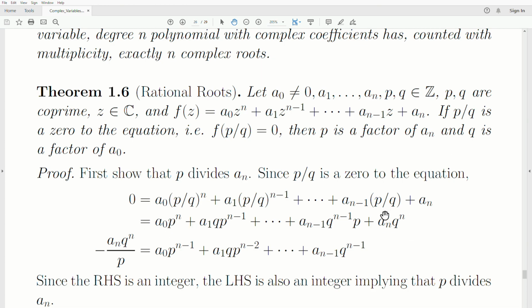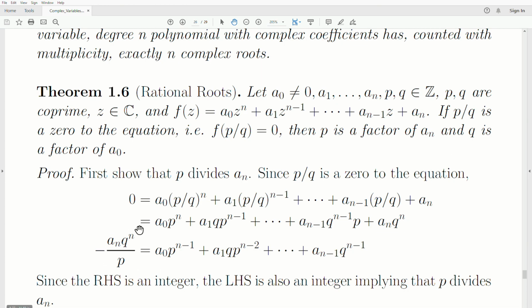Let's take this term here on the end and subtract it to the other side. So that's the minus an Q raised to the nth. But then let's divide every term by P. So there's one less P here, one less here, all the way through. Now, on the right side, notice that everything is an integer. All the a's, a0, a1 through an minus 1, are integers. P is an integer, Q is an integer. And so all these binary operations create another integer.